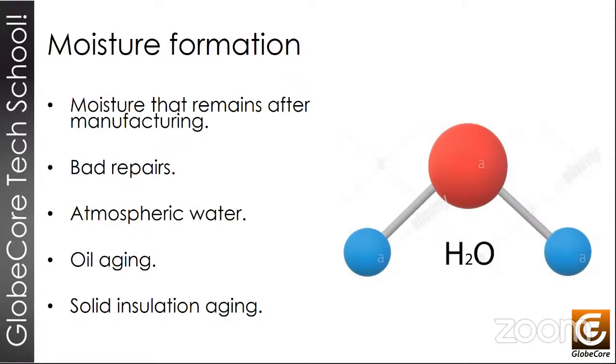Another way for moisture to enter the transformer is that the transformer actually absorbs moisture from the environment, because we have water vapor in the atmosphere. This usually happens when the transformer is not airtight, when there are leaks in the transformer. If we can observe the point where there are oil leaks, that will become the interface between the environment and the transformer, and this is where moisture will come from.